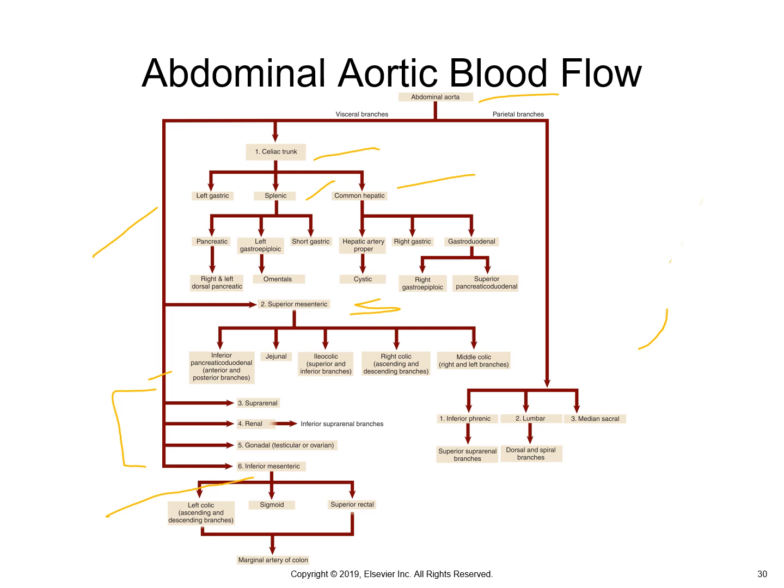All right, next arteries that we're looking at are the parietal arteries. So basically the body wall branches of the abdominal aorta. So these arteries supply the muscles and also the bones of the abdominal wall and also the spine.